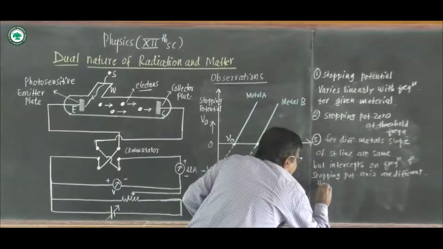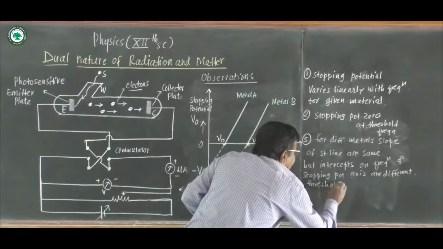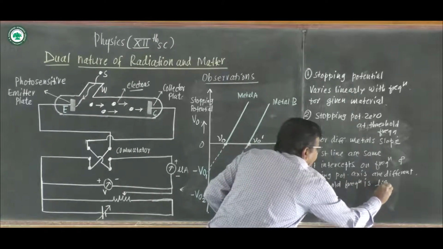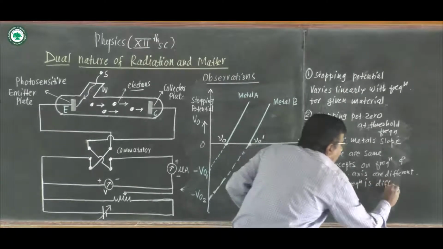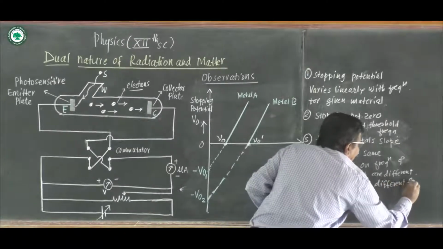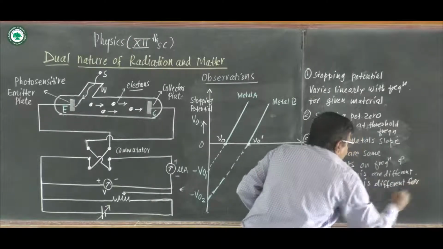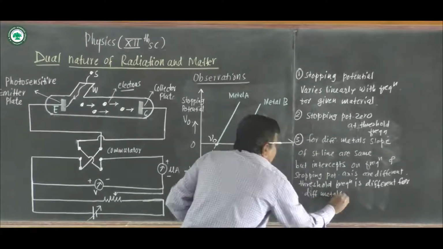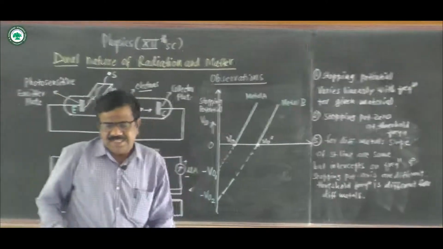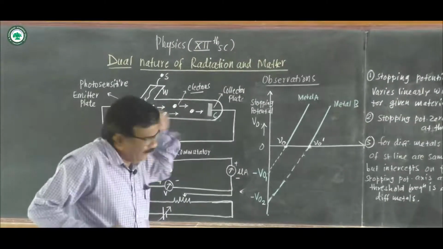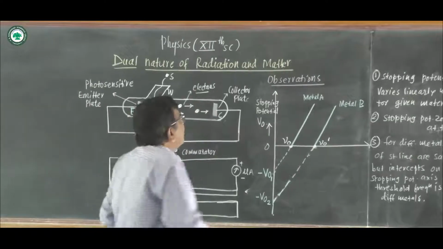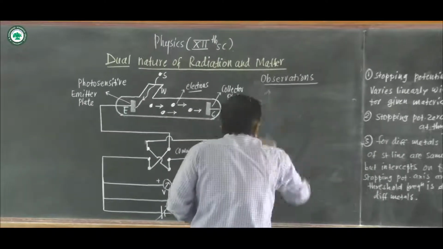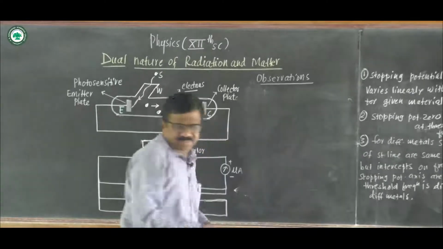What does it indicate? Threshold frequencies are different for different metals. So these are our conclusions from this graph. Then our next important conclusion from this experiment is this one.